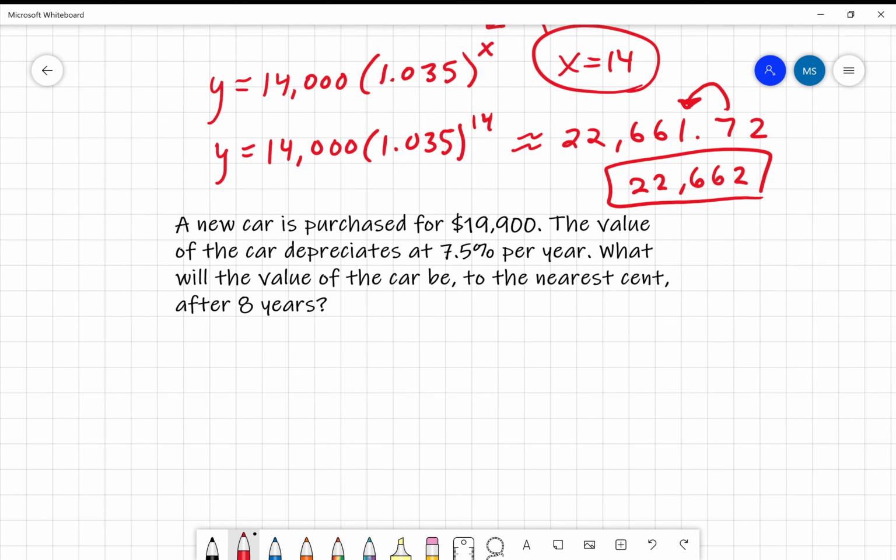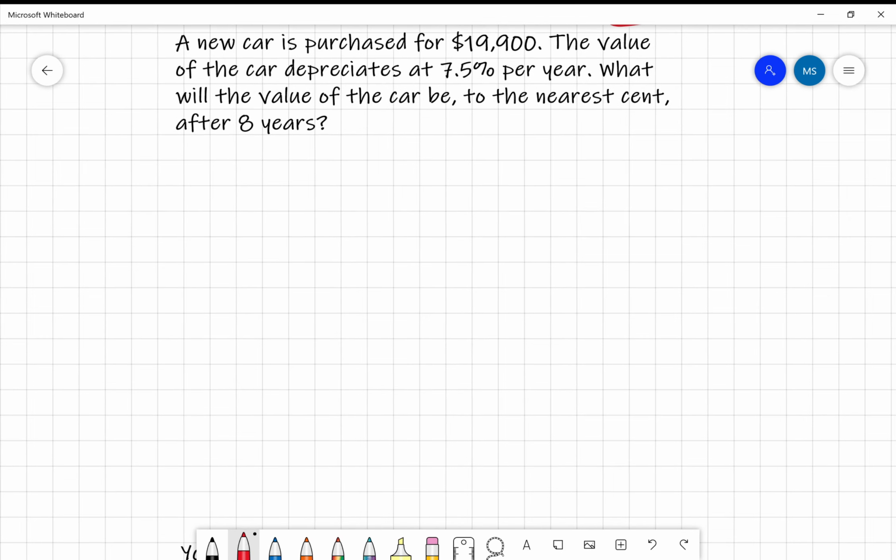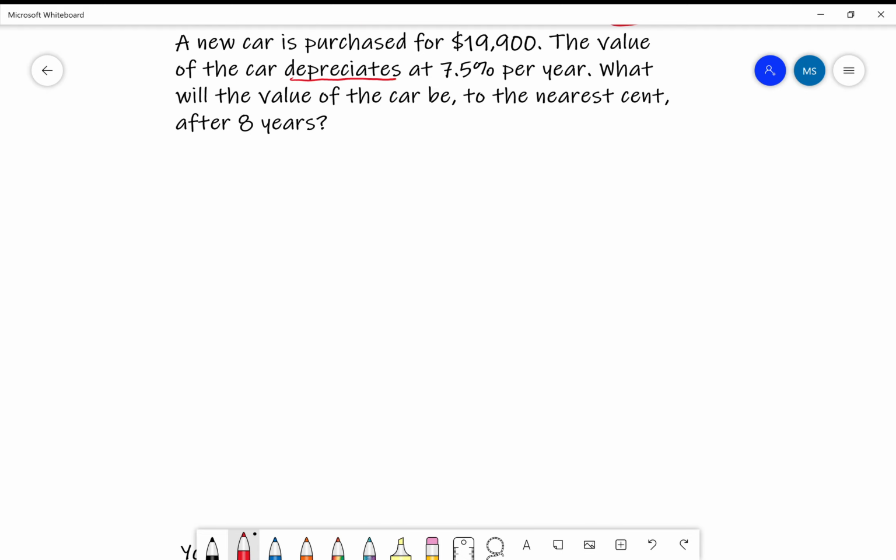All right, so that's our first growth example. Let's take a look at a decay example. Now this one talks about depreciates, which we said was a decay example. So a new car is purchased for $19,900. The value of the car depreciates at 7.5% per year. What will the value of the car be after 8 years to the nearest cent? Of course, we always want to round to 2 decimal points when we're talking money.